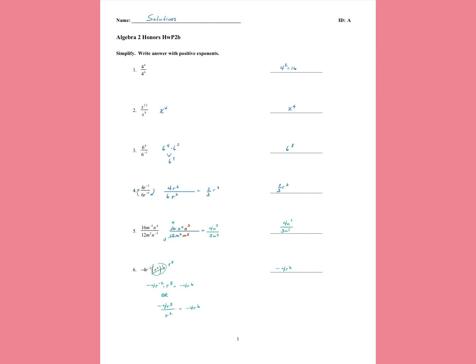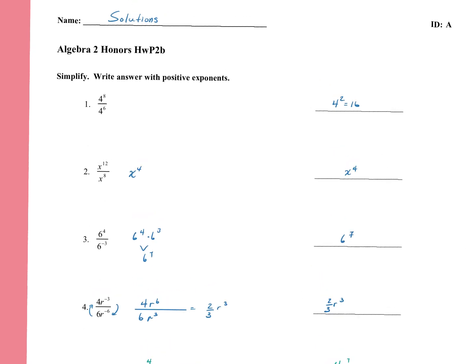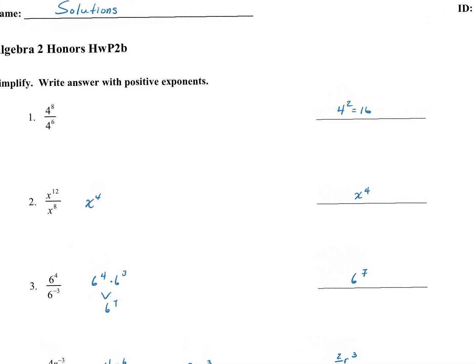Okay, so I did publish these on the module if you need to look at them later, but these are the solutions for P2 Part B, which was the negative exponents and the rational exponents, which were the fractional exponents. So 1, you wanted to simplify, right, cross out, so 8 minus 6 is 2, and then 4 squared is 16. 2, you're going to simplify, cross out 8 of them, and that's 4, so it would be x to the 4th.